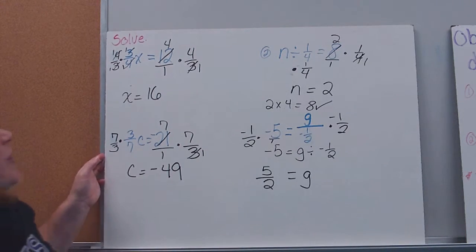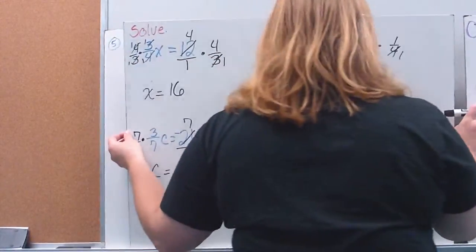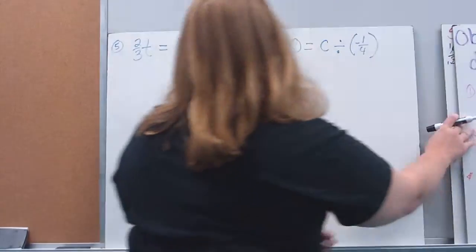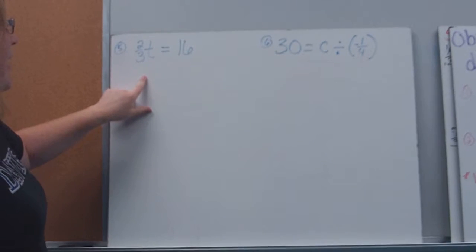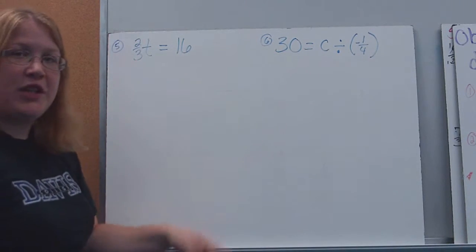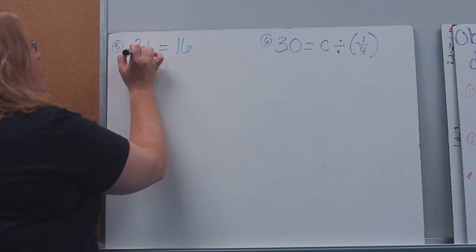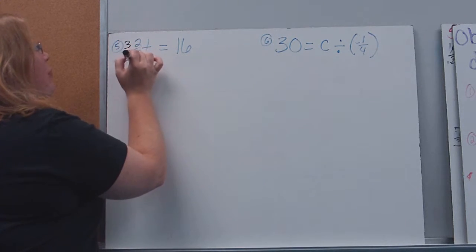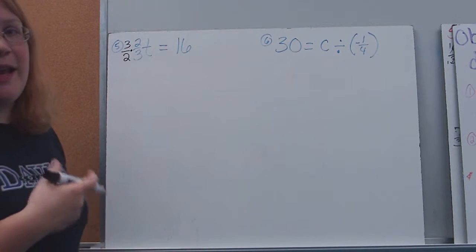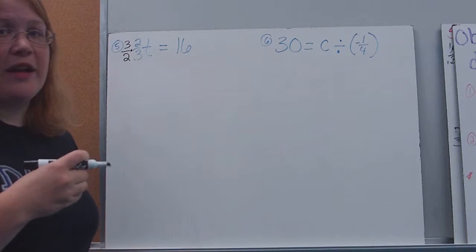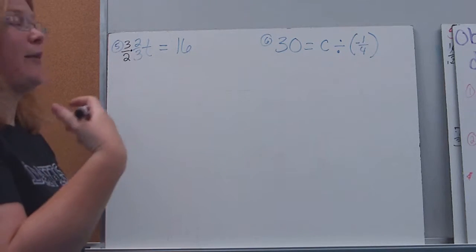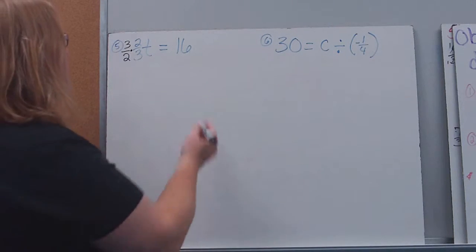All right, just a couple more examples for you. All right, here again, you'll notice I'm doing multiplication, so I'm going to undo that multiplication by multiplying my reciprocal, okay? That's the same as dividing by 2/3. Dividing by 2/3 is the same as multiplying by 3/2. Keep that in mind.